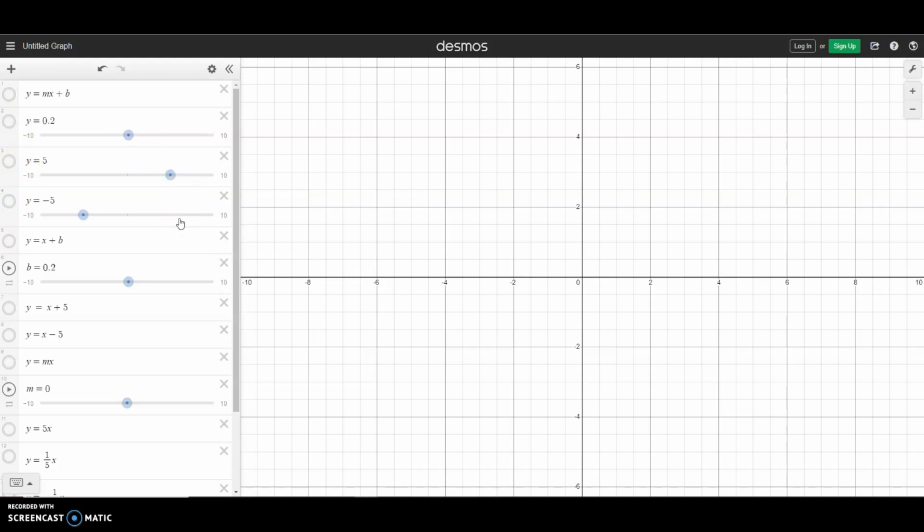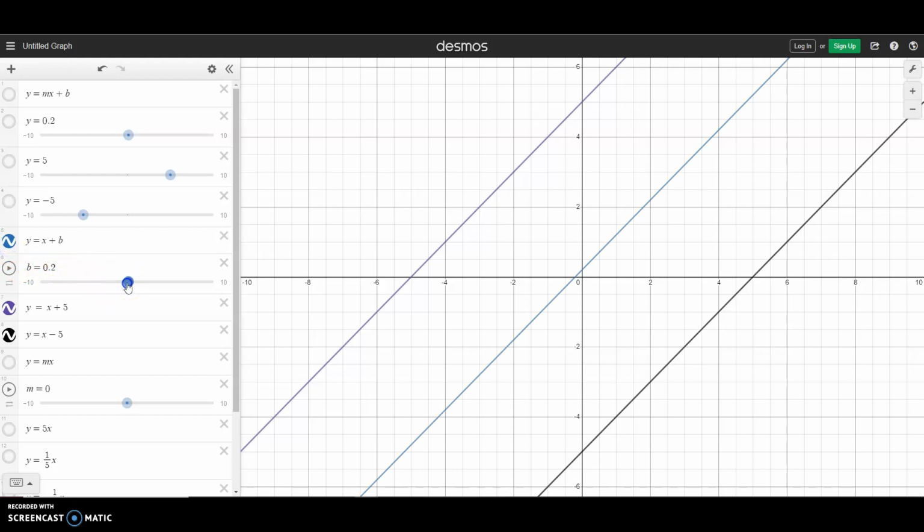Moving on to question 2. Suppose I let m equal 1, in which case the linear equation simplifies to y equals x plus b. So I'm going to list equations 7 and 8 in this case, or y equals x plus 5 and y equals x minus 5. In addition, I'm going to pull up another equation where I vary the value of b once again.